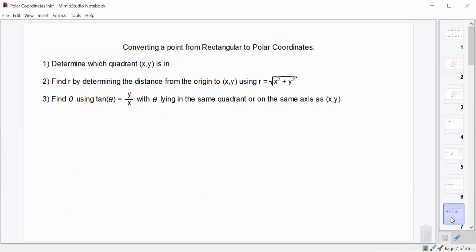If we want to go the other direction, so if we want to convert a point from rectangular to polar coordinates, there's a little bit more to it. We're going to use the other two formulas, but the first thing we need to always do is determine the quadrant that the point x, y is in first. That way we can get the appropriate angle that's in that same quadrant when we do this last step. So let's see if we can go through and do a couple of these. Should be, I hope, pretty straightforward.